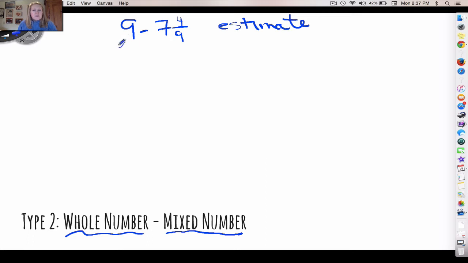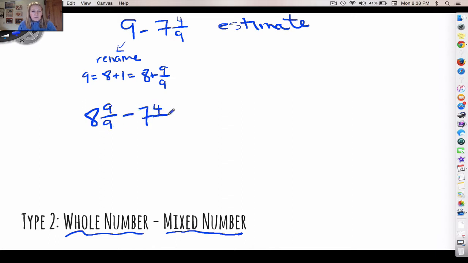So what we want to do here is, again, rename our whole number, our integer. 9 is really equal to 8 plus 1, which is really equal to 8 plus, and the fraction here is 9 ninths. So that 1 is really going to be this fraction of 9 ninths. Then we have a problem: we have 8 and 9 ninths, subtract 7 and 4 ninths.